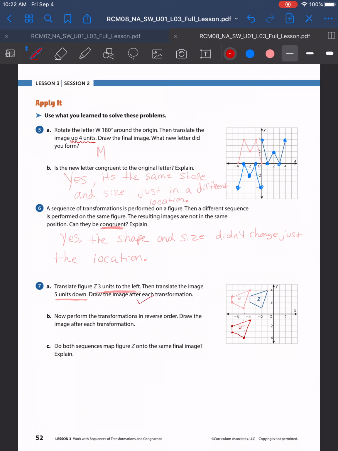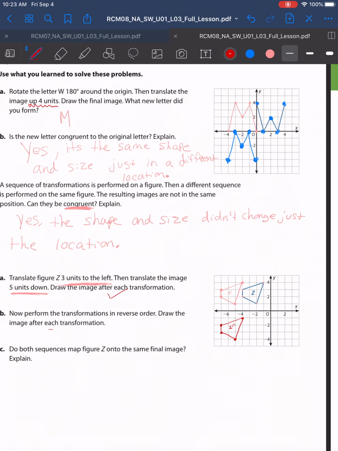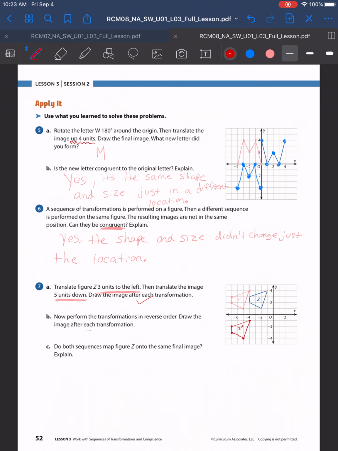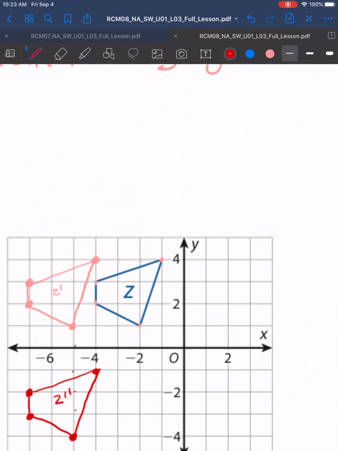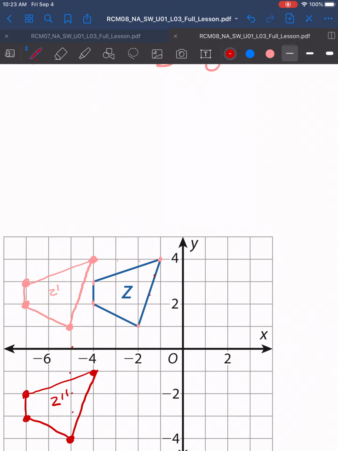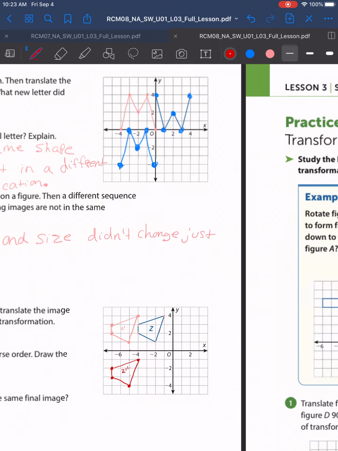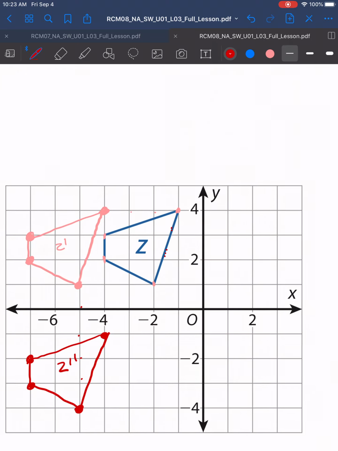Did that. Now perform the transformation in reverse order. Draw the image after each transformation. Okay, so in reverse order means I would go 5 units down, and then, oh no, so it means go over here and do the original Z, go 5 units down, and then go 3 units to the left. Okay, so let's try that.